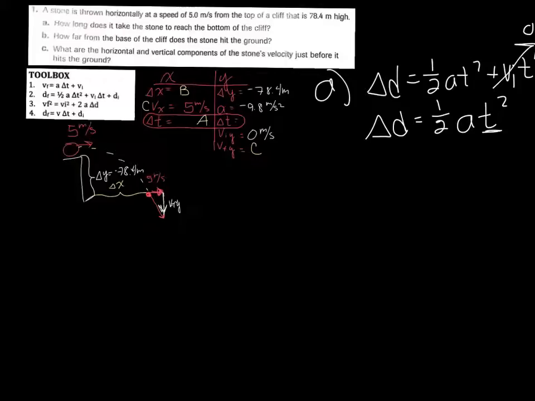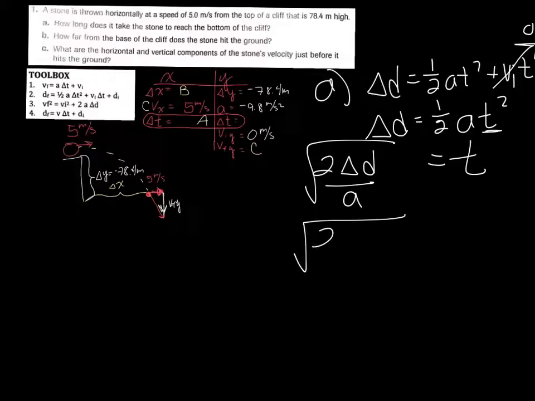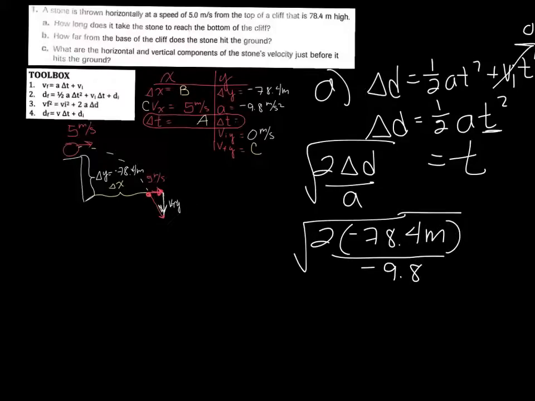So I can multiply both sides by 2 and divide both sides by a, and then take the square root. So t is going to be the square root of 2 times change in position over a. Now I can fill in my missing information. So that's going to be the square root of 2 times negative 78.4 meters divided by negative 9.8. And then I can just calculate that and get my answer.